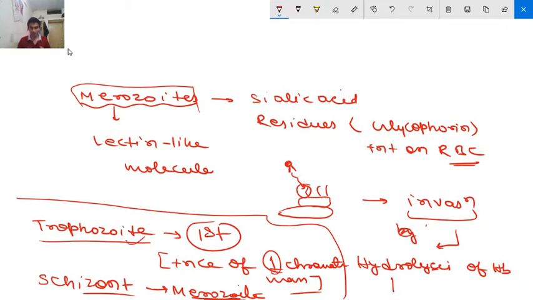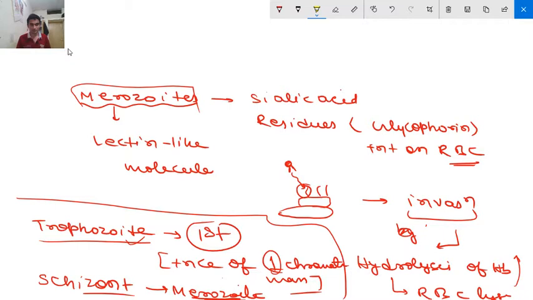there will be, after hydrolysis of hemoglobin, RBC lysis, and that RBC lysis will cause release of a huge amount of merozoites which will infect additional RBCs. Okay, so this is the basic pathogenesis and life cycle of the Plasmodium.